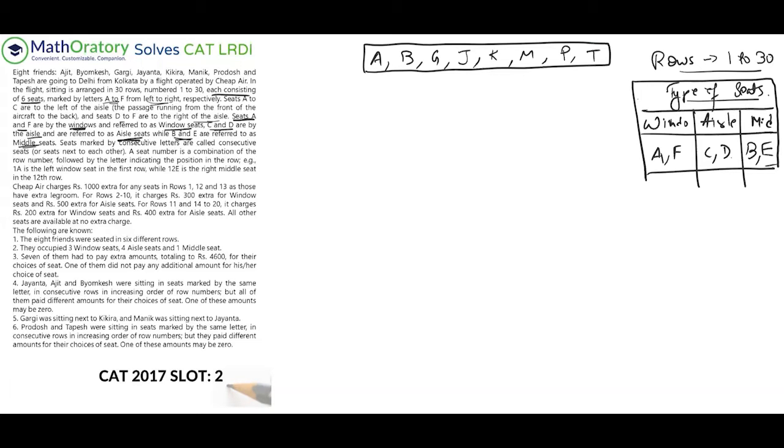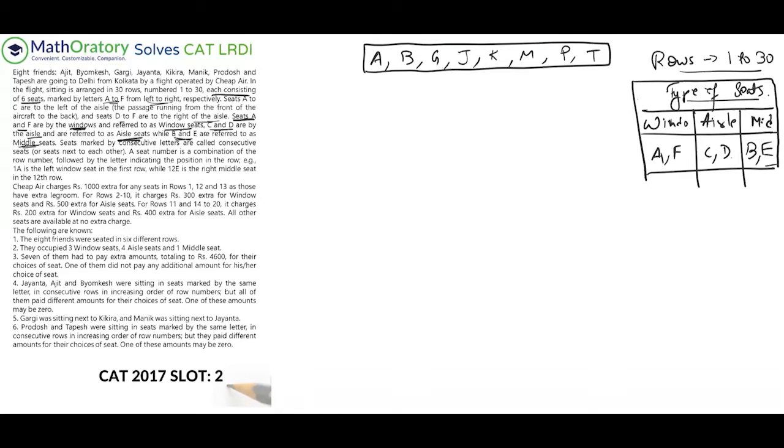As of now, I don't know. Now, seats marked by consecutive letters are called consecutive seats. So this is pretty obvious, right? The seats next to each other. The seat number is a combination of the row number followed by the letter. So 1A, 2B, 3C, 25A, whatever. So we can figure out the row and the column by the seat number itself. Great, so that is fine.